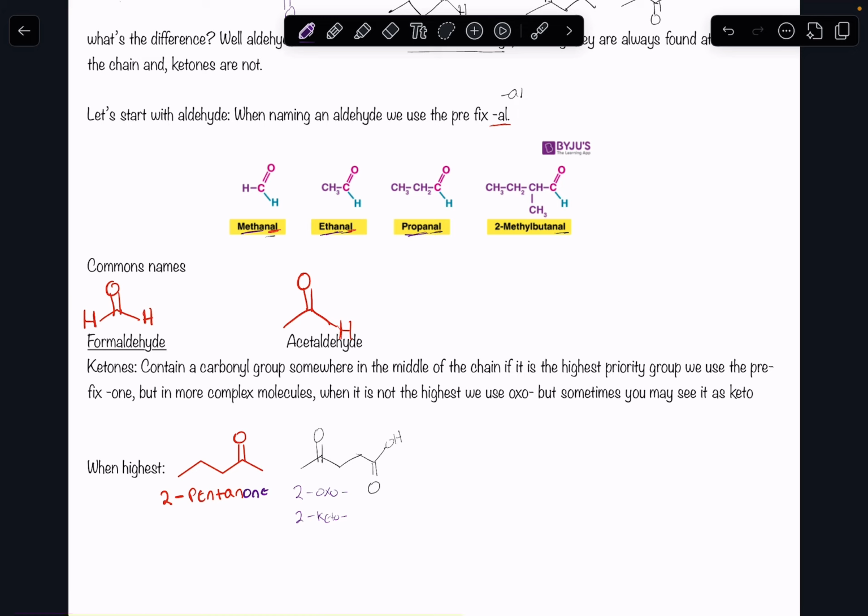So next chapter is about the derivatives of carboxylic acids. So that's going to be a pretty quick one. So we'll be on chapter 2 pretty soon.